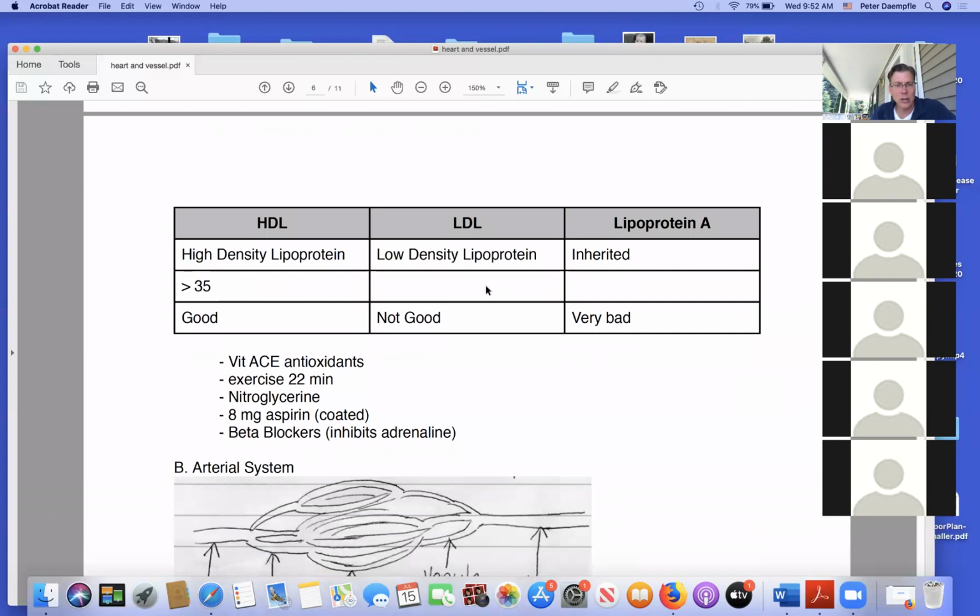And HDL, put a smiley face next to H, smile, and say happy. HDL is your high density lipoprotein, or your happy fat. That should be higher than 35 because it's supposed to remove or keep fat from building up on your blood vessels, especially your coronary arteries. L, put an unhappy face. L stands for lousy. Low density lipoprotein. That's not good. That actually tends to build up fat on your blood vessels.